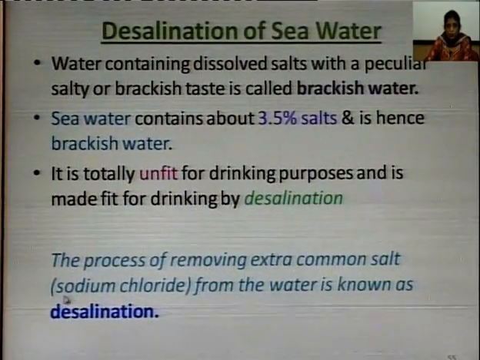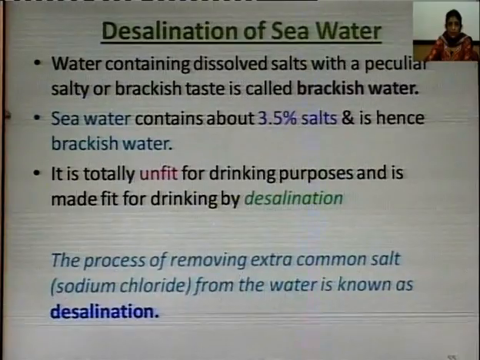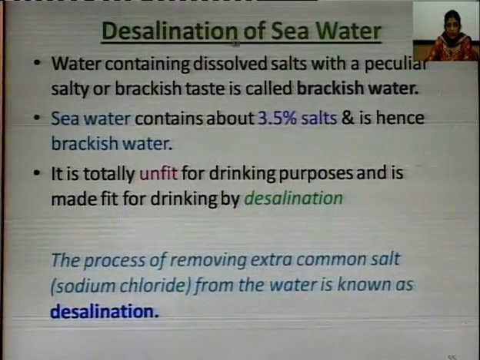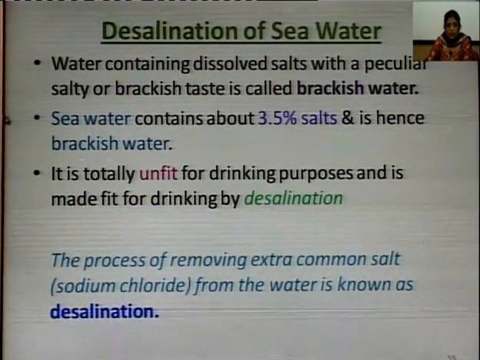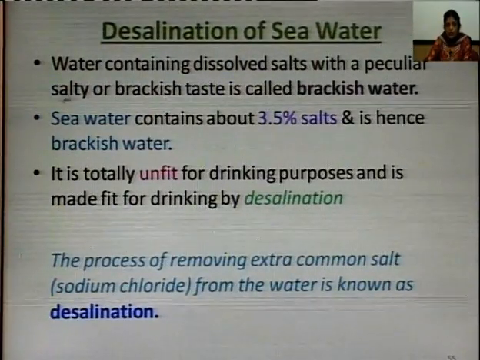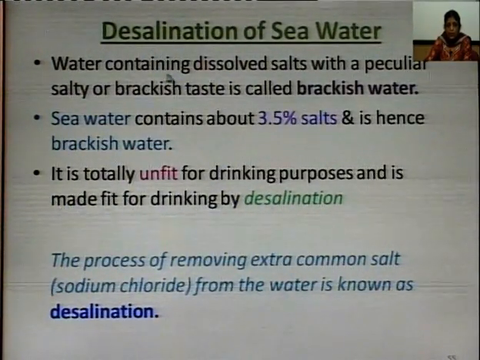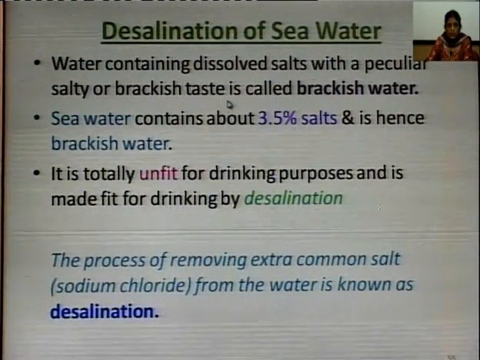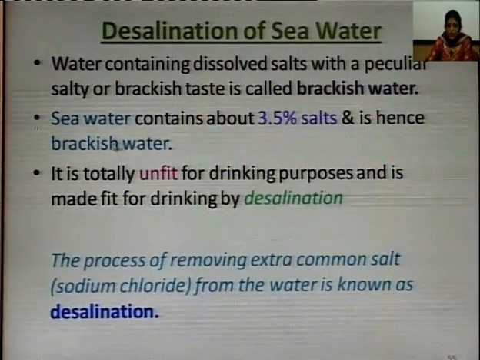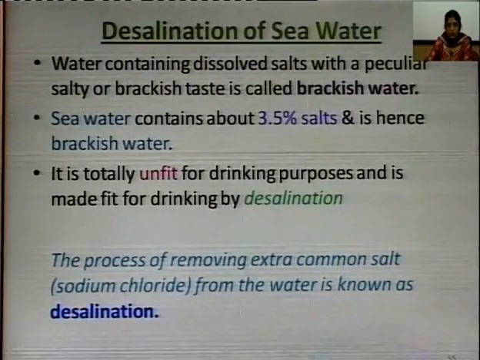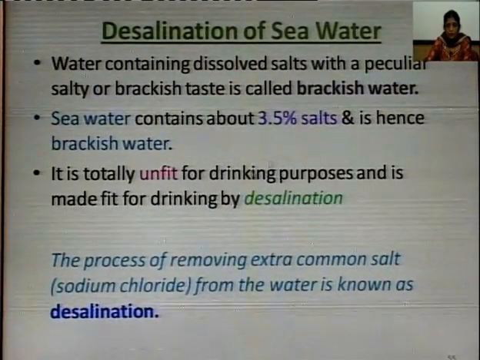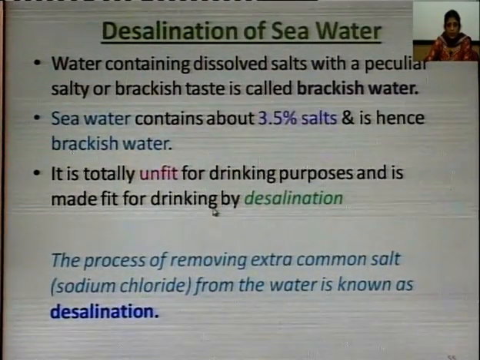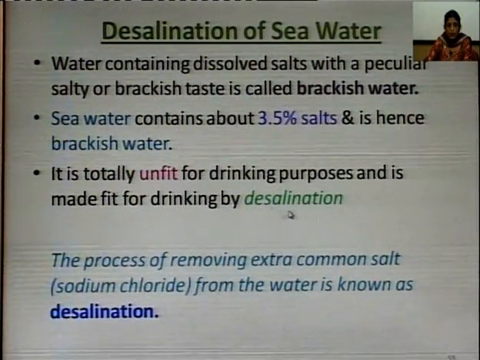So, this was about the purification of water by different methods. Now we come to desalination of sea water. Through this method, we can make sea water usable for drinking purposes. Water containing dissolved salts with a peculiar salty taste is called brackish water, and sea water is brackish water because it contains salts of about 3.5%. This water is totally unfit for drinking purposes, and it is made fit for drinking by desalination.